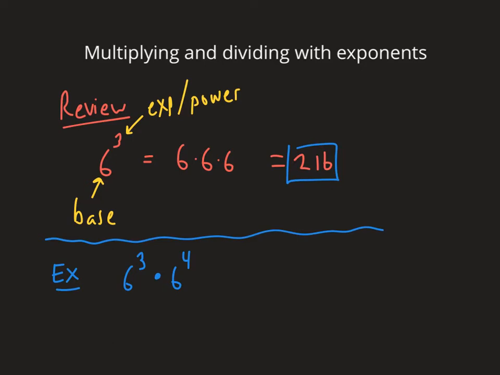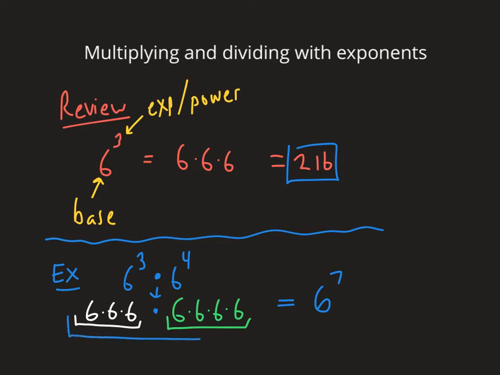So again, 6 to the third power is 6 times 6 times 6. And then 6 to the fourth power is 6 times 6 times 6 times 6. And remember, we're still multiplying these things together. So this is really 3 factors of 6, and this is 4 factors of 6. Wouldn't the final answer, if we combine it all, 6 times 6 times 6 times 6 times 6 times 6 times 6, be able to be written as 6 to the 7th power? Isn't there a total of 7 factors of 6?